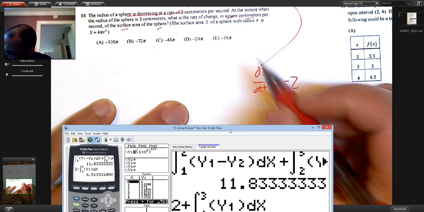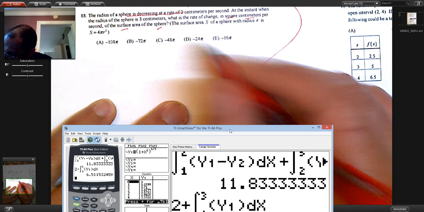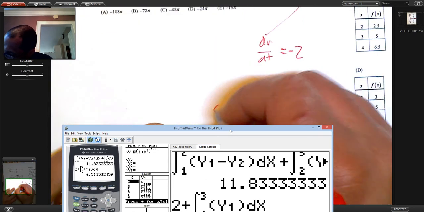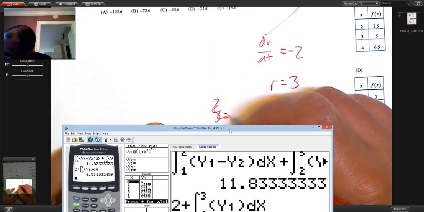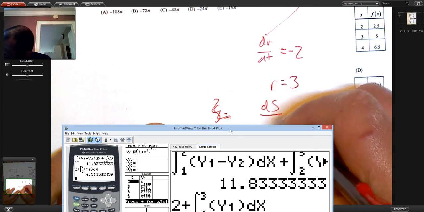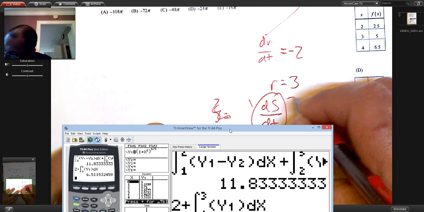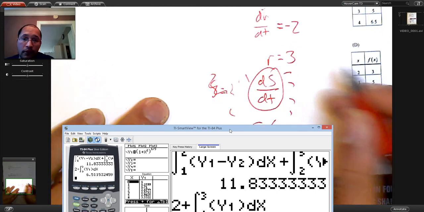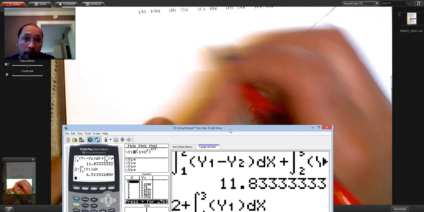Okay? And they give you the equation. Oh, awesome. So basically, we want to find the change in the surface area with respect to time. And that's what we want to find, okay? So we need the surface area formula, which they graciously give us.